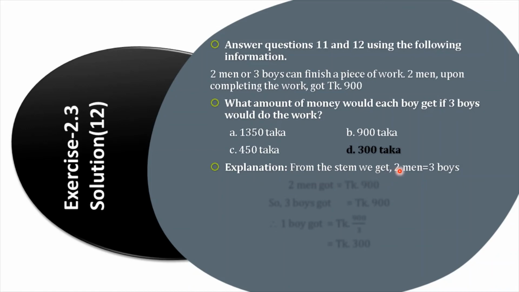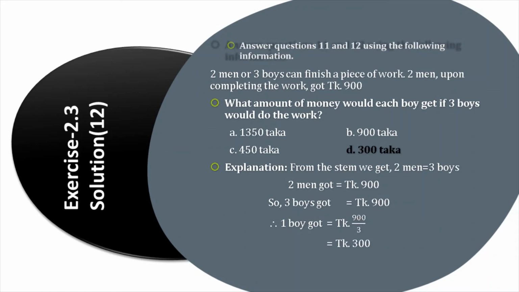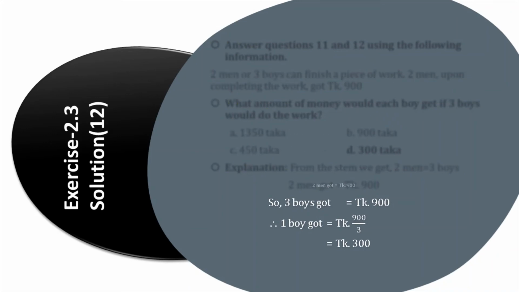From the stem we get 2 men equals 3 boys. So 2 men got 900 taka, because from the story, 2 men got 900 taka. So 3 boys get taka 900 because 2 men equals 3 boys, the same thing. So 1 boy gets obviously less, and that would be division. So 900 divided by 3. If we reduce, we get taka 300, our desired answer. So this is solution number 12, and the answer will be 300. From the explanation, you can understand it easily.